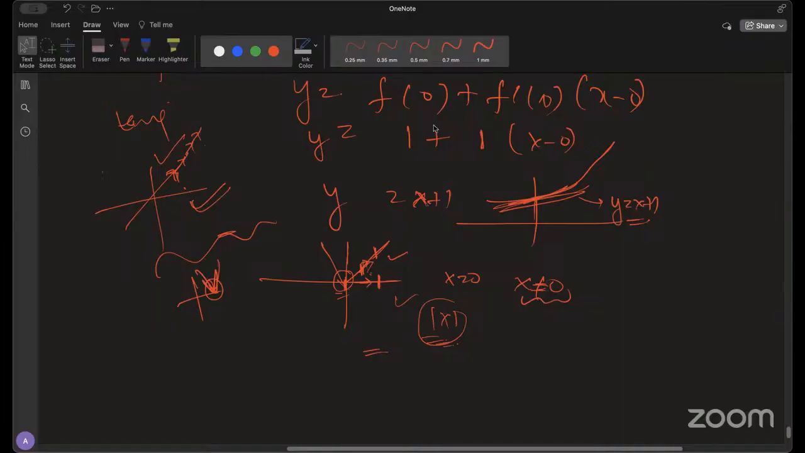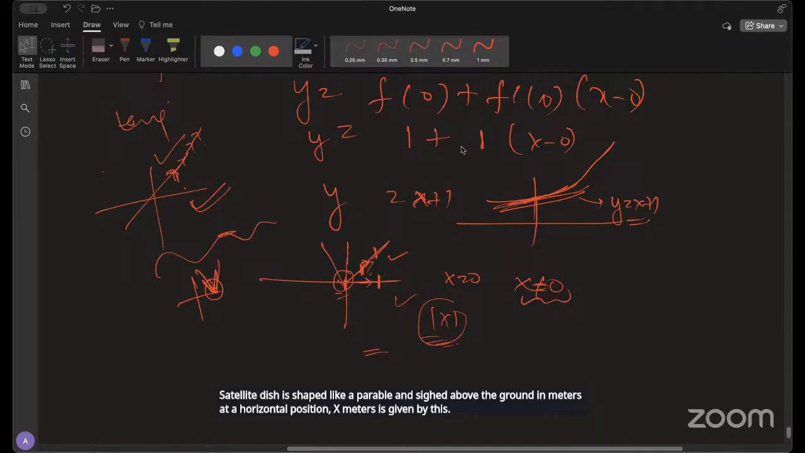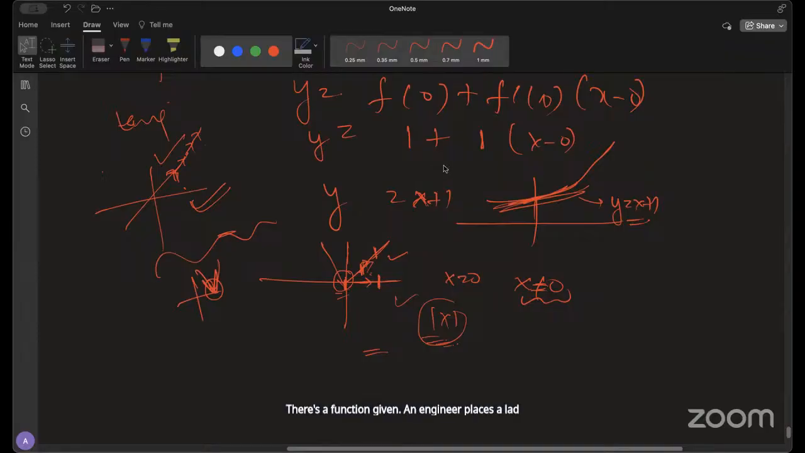A satellite dish is shaped like a parabola and its height above the ground in meters at a horizontal position x meters is given by this. There's a function given. An engineer places a ladder that follows the path.